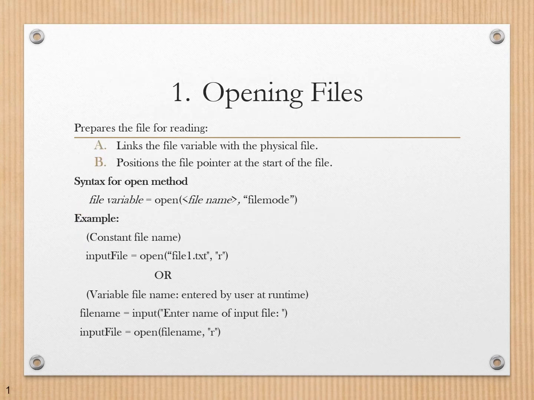Below is the syntax for the open method, and the open method requires two arguments. One is a file name and the next one is a file mode. File mode is a character or alphabet which represents the type of operation that is done on the file, whether it is a read operation or write operation or append operation.